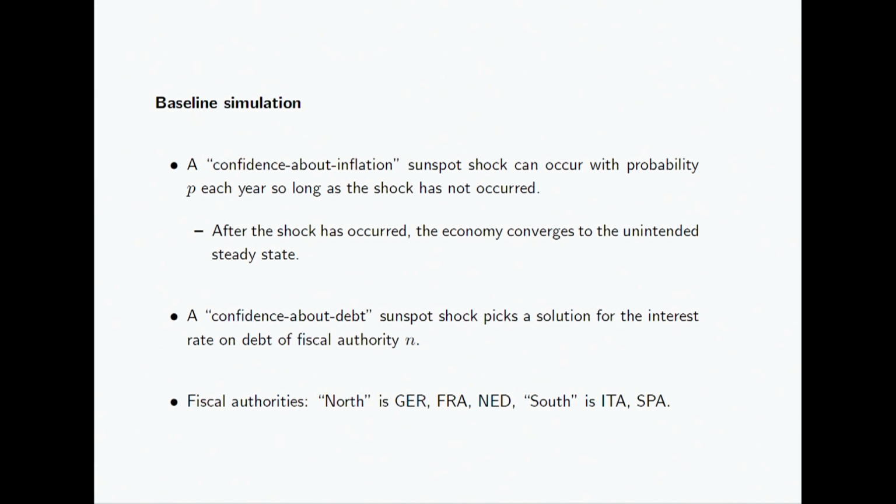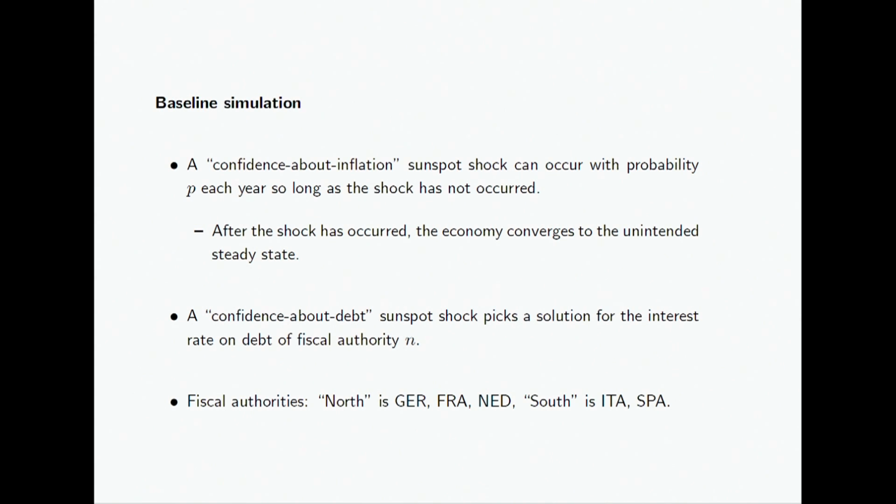The other sunspot shock, we call it a confidence about debt. That lets us pick a solution for the interest rate on debt of a given fiscal authority. And then we choose some parameter values for the model. When we parameterize the fiscal side of the model, we think of north as being the aggregate of Germany, France, and the Netherlands, and we think of south as being the aggregate of Italy and Spain.